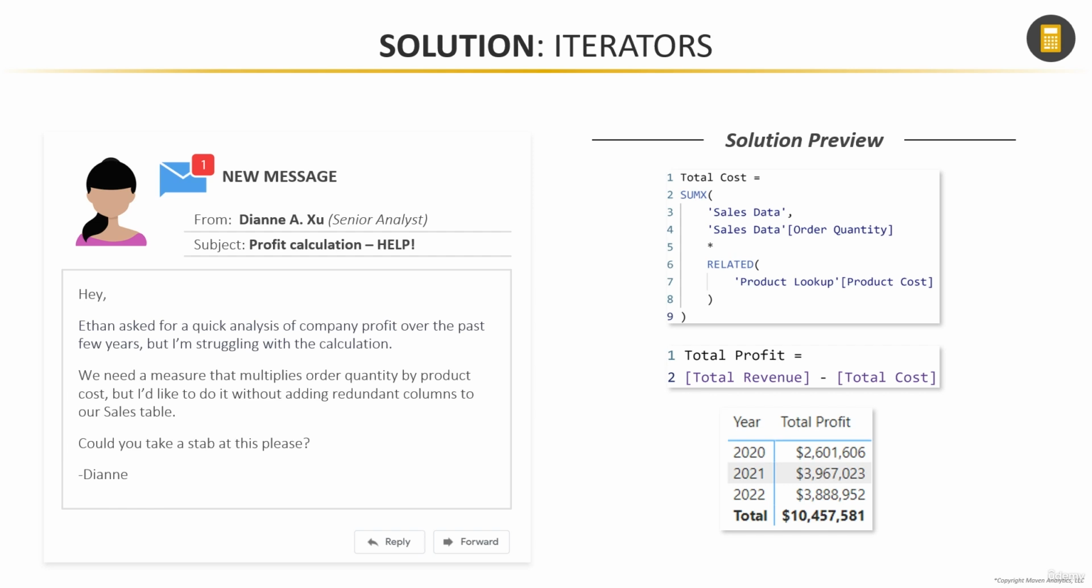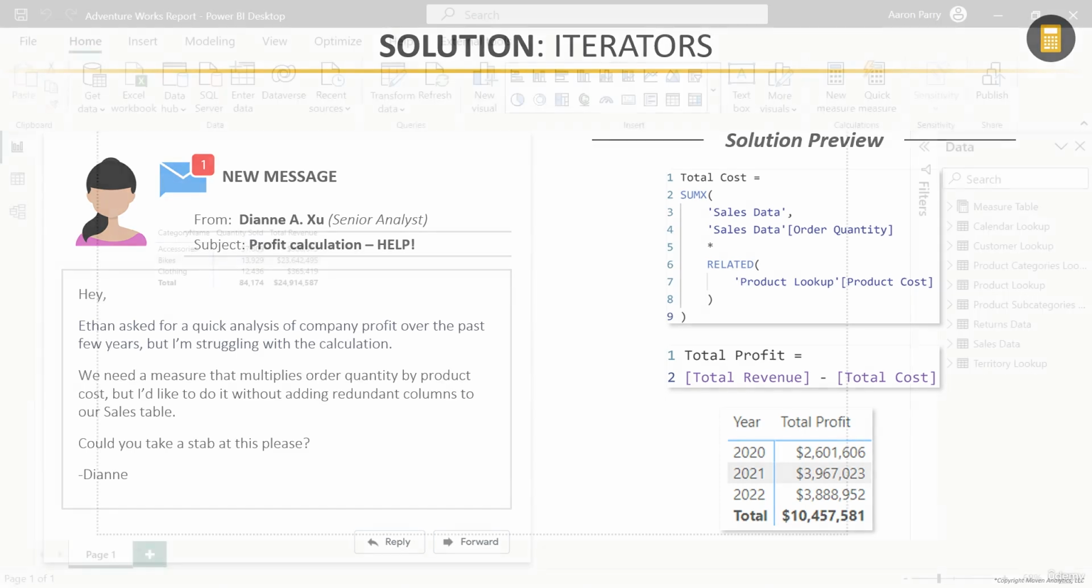We've got that total cost measure using SUMX and RELATED, our total profit calculation, and then a matrix that is showing us the total profit by year. All right, let's jump over to Power BI and we'll check these out.